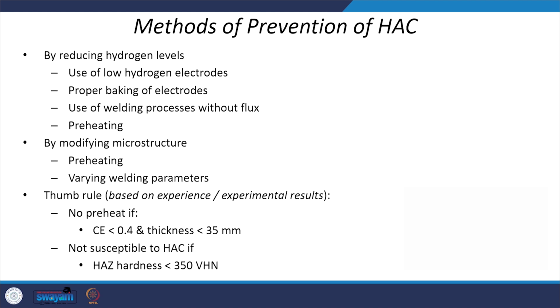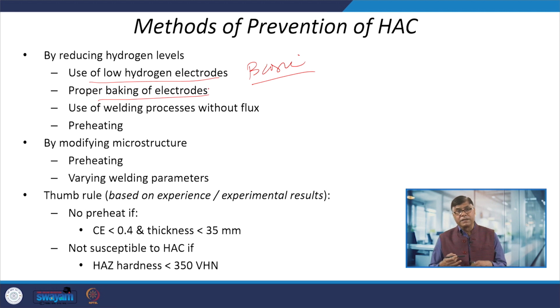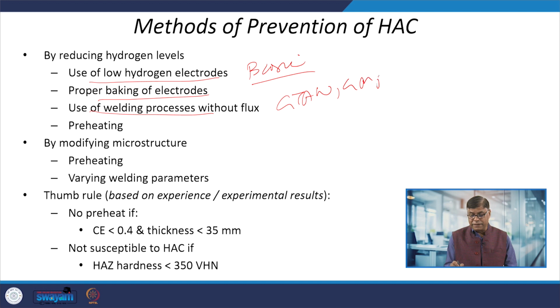So what can be done to avoid hydrogen induced cracking or hydrogen assisted cracking? One, use low hydrogen electrodes. Basic electrodes are chosen instead of cellulosic, so they generate less hydrogen. Use proper baking of the electrodes so that any moisture is driven off, because moisture eventually converts into vapors which decompose and produce hydrogen. Use welding processes which do not involve flux, such as gas tungsten arc welding or gas metal arc welding, and use suitable preheat.